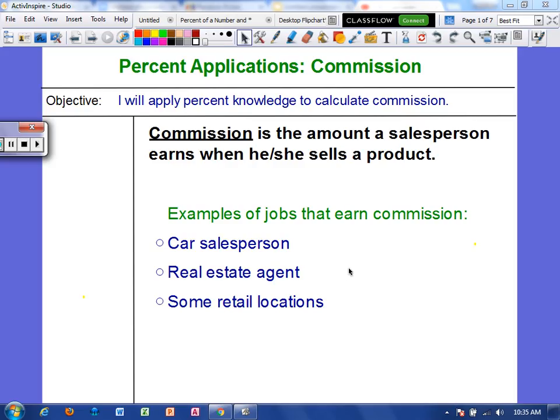So commission is the amount that a salesperson earns whenever he or she sells a product. And that commission is a percentage of the price of that product. Some examples of jobs that earn commission: a car salesperson, a real estate agent, and even some retail workers. So let's take a car salesperson, for example. For every car that he or she sells, that person will get a percentage of the price of the car. So the more that person sells, the more money they are going to get in addition to what they are already getting paid.